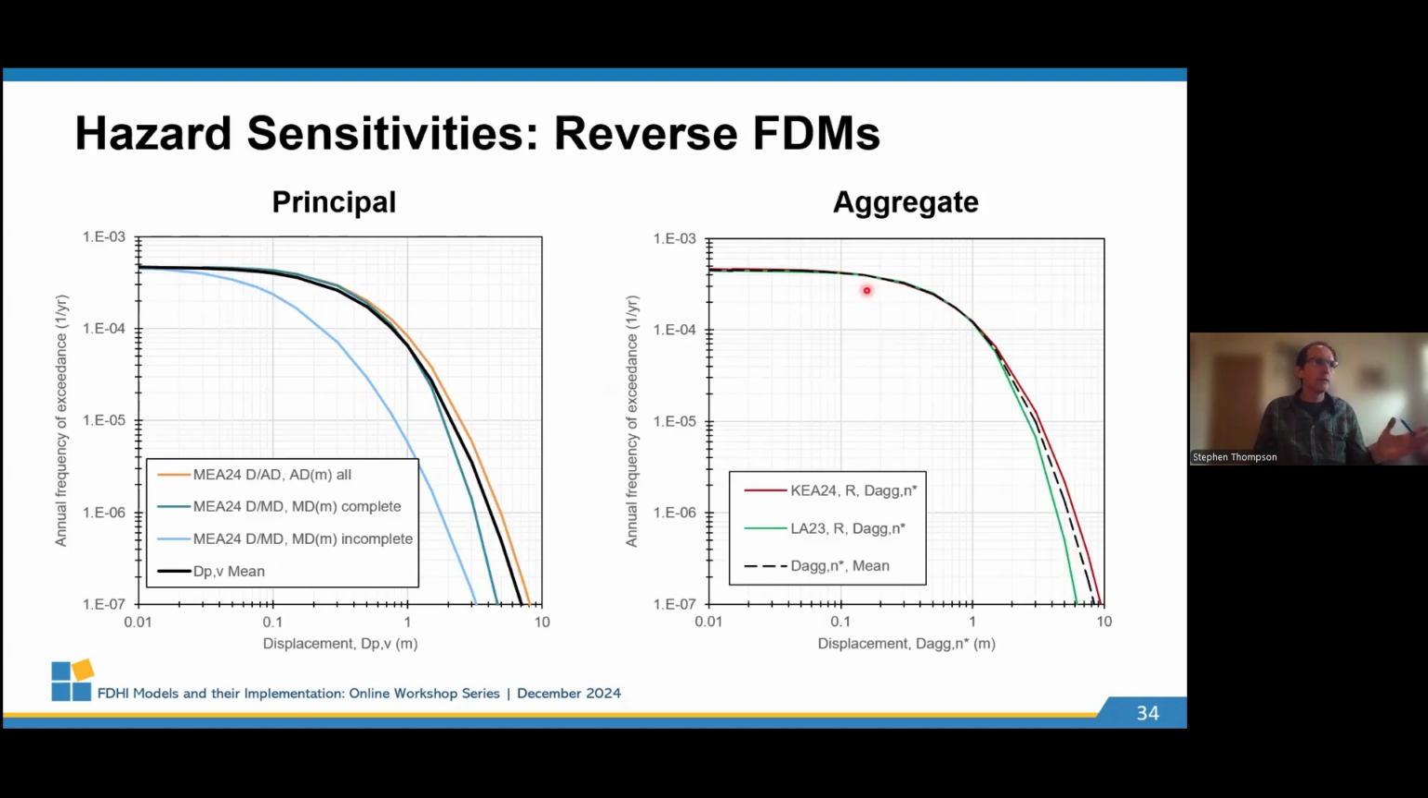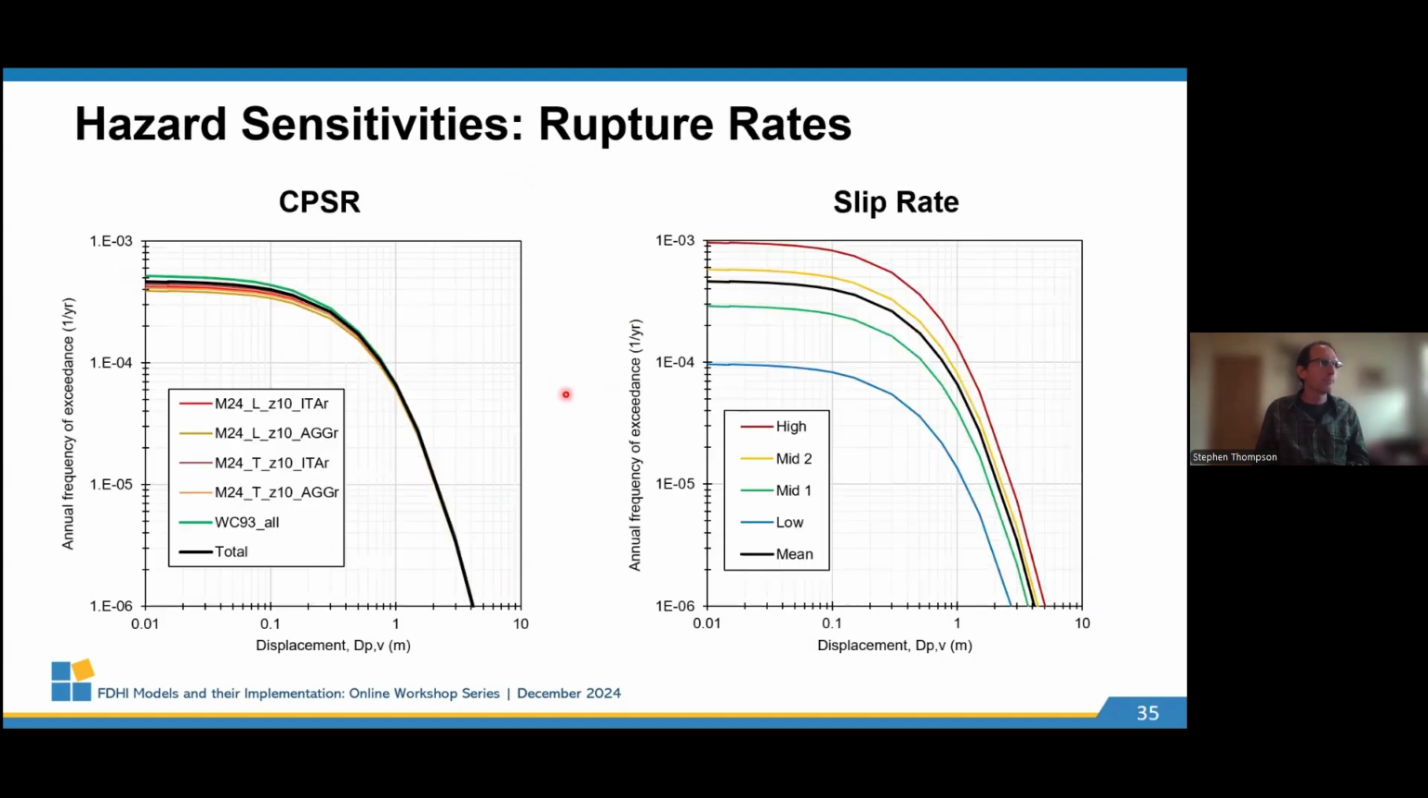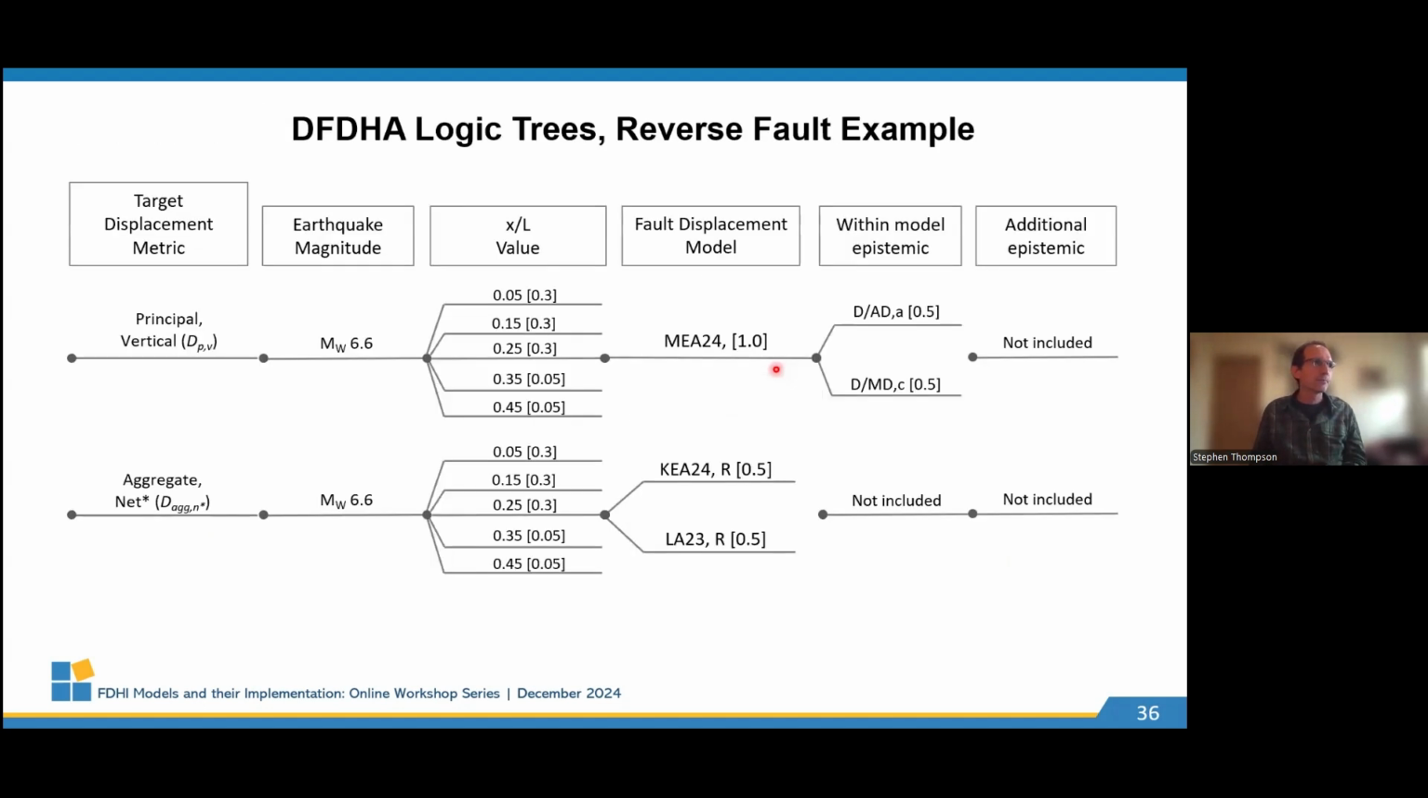Hazard sensitivities, a fairly similar story. Our hazard uncertainty typically is not driven by the fault displacement models. Conditional probability of surface rupture: if I had chosen a different logic tree, this would show up much bigger, but we made certain model decisions for conservatism here. But again, slip rate, this is the same story as before. Our ignorance in slip rate is our dominant contributor to our uncertainty in that PFDHA result.